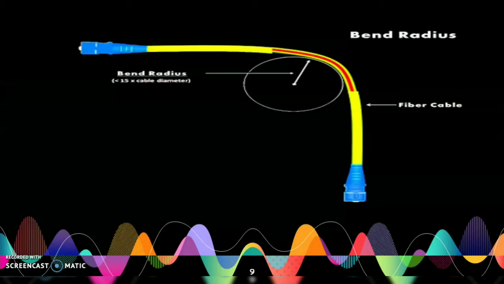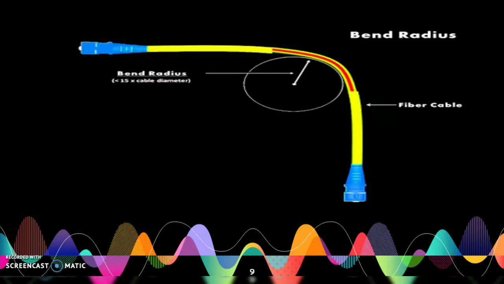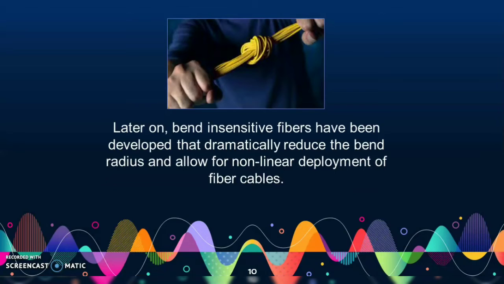So, bend radius, excessive bending of a fiber cable could cause both macrobends and microbends. Macrobends is the loss of light, while the microbends is the glass impairment. But later on, bend-sensitive fibers have been developed that dramatically reduce the bend radius and allow for non-linear deployment of fiber cables.